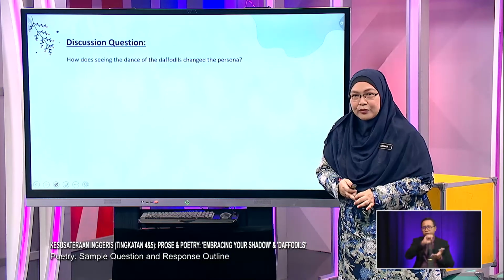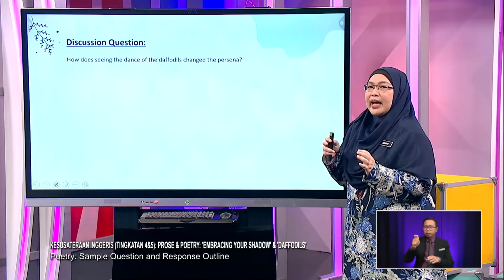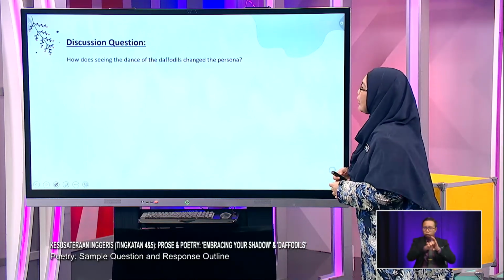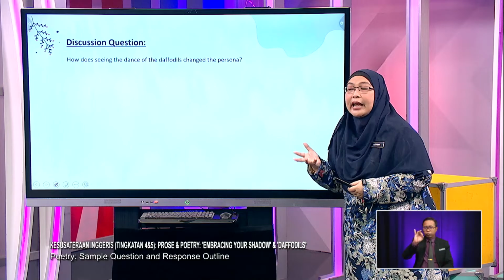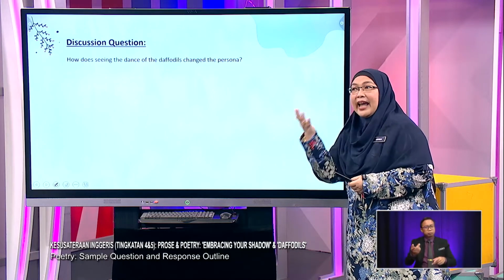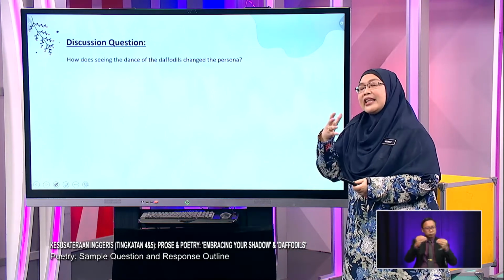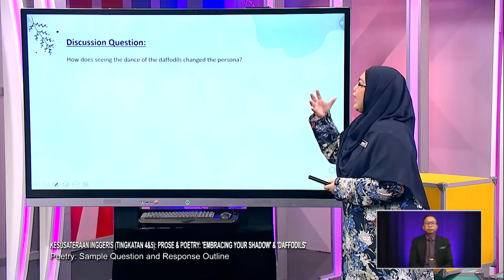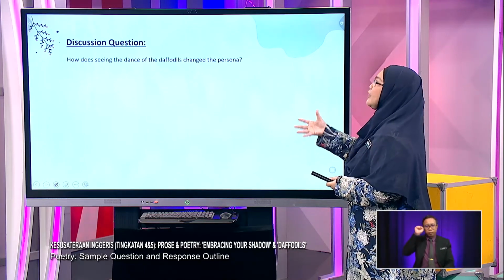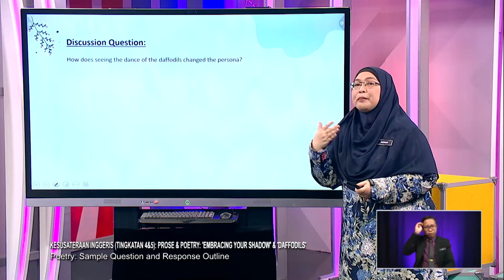That is good. Let's take a look at this discussion question. We've taken a look at the poem. We've taken a look at the sample question and answer. Now let's take a look at this question. How does seeing the dance of the daffodils, or how has, maybe I made a mistake there, how has seeing the dance of the daffodils changed the persona? Is he the same person from the beginning till the end of the poem? No. Right? The daffodils have given such a wonderful effect. Right? How has it changed him and changed him for the better?